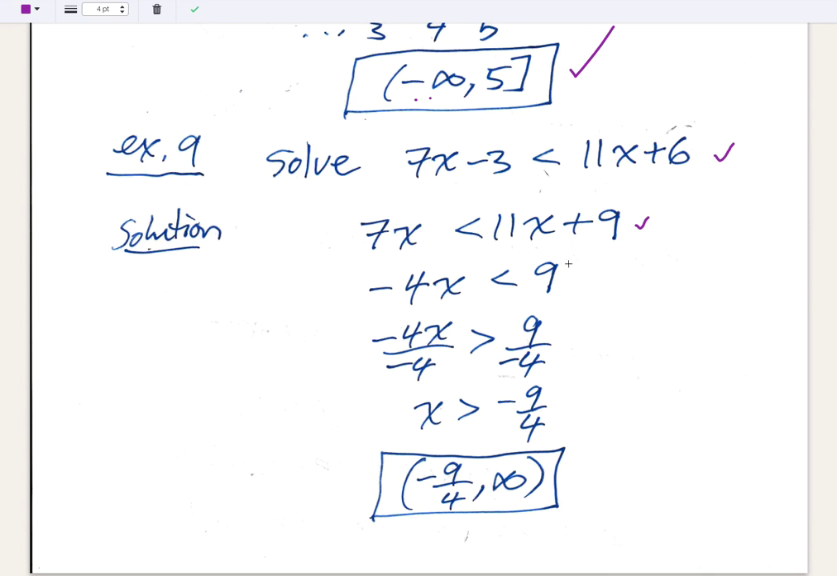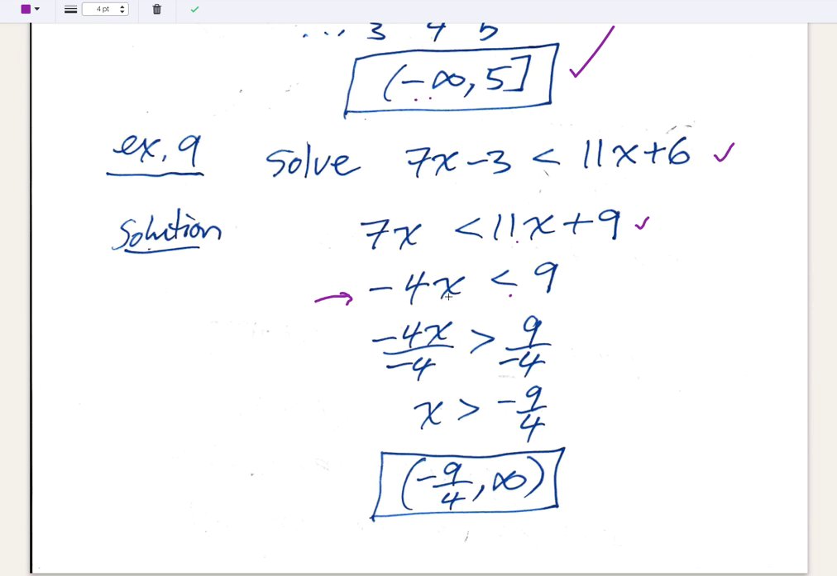Now I need to isolate the x, so what I'm going to do here is subtract 11x on each side. Now 7x minus 11x is minus 4x that you see there, and that 11x is gone over on the right-hand side of the inequality here. I've just subtracted on both sides. That's not going to change the direction of the inequality, so it's still less than there. I've got negative 4x is less than 9.